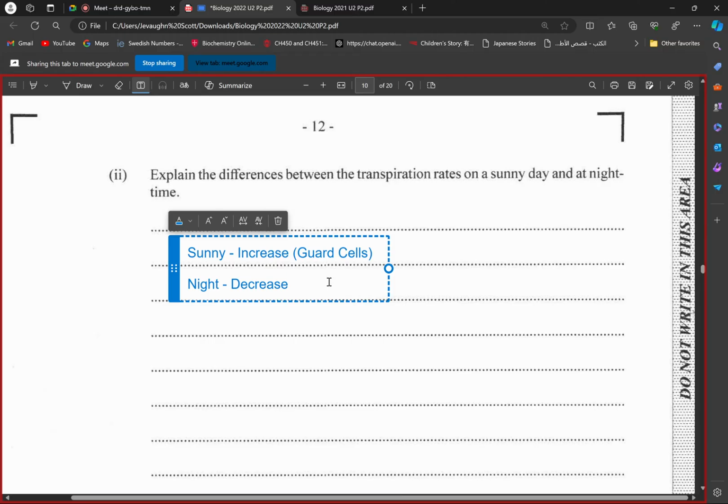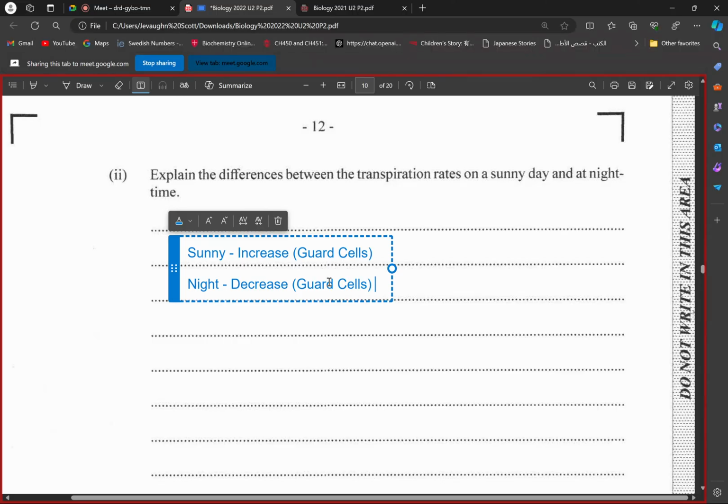Transpiration rates on a sunny day would be higher because you have factors such as light intensity and temperature that increase the rate of transpiration, as well as it could have wind as well. Mm-hmm. So as I was saying before, the guard cells would close to retain as much water as possible.